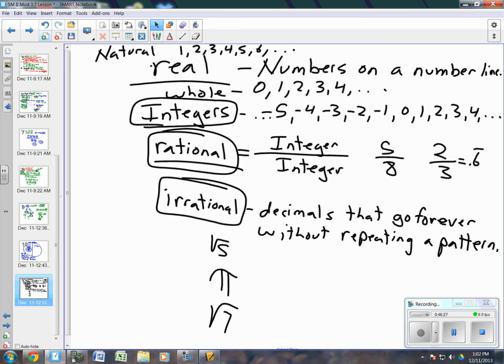How many does 17 have? 3. How many does 18 have? 7. You're done with 16, 17, 18.